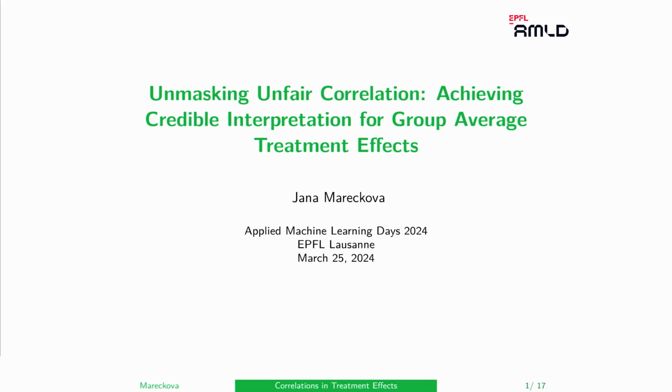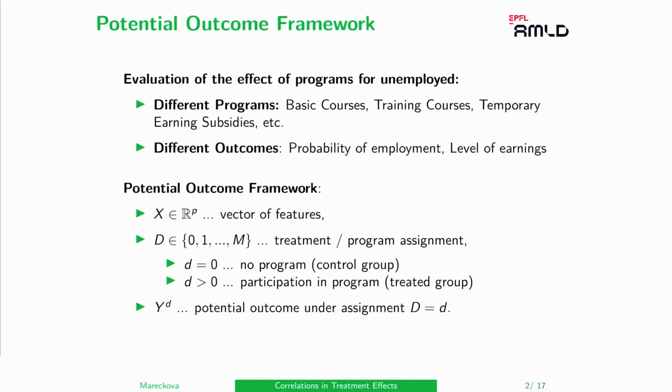So the title of this talk, Unmasking Unfair Correlation, will focus on a slightly different aspect of the labor market that is very interesting for economists. In particular, the focus will be on the evaluation of effective programs for unemployed individuals. This is a very interesting problem from many aspects. One of them is that there are many different programs to which these individuals can be assigned. And there are also many different outcomes based on which the effectiveness of these programs can be evaluated, for example, future probability of employment or future level of earnings.